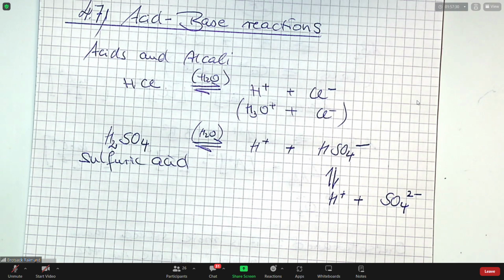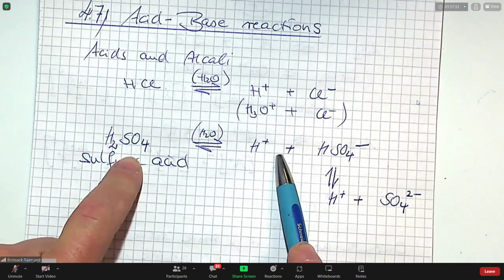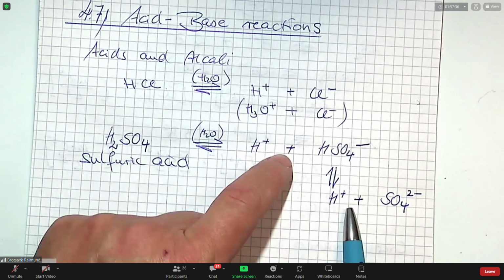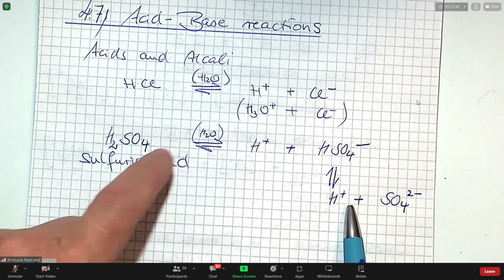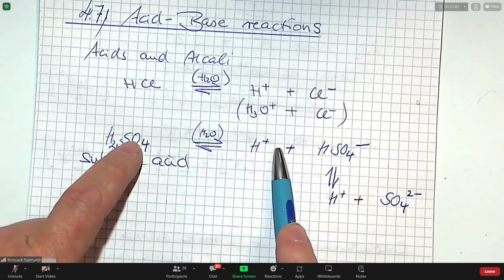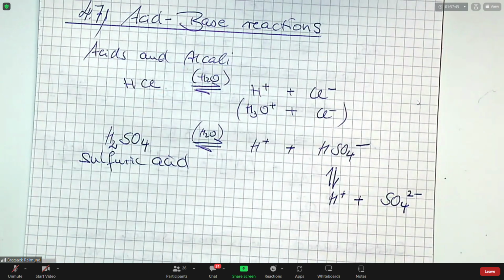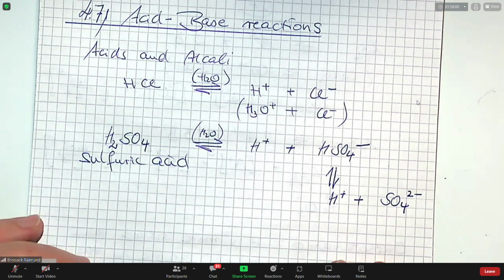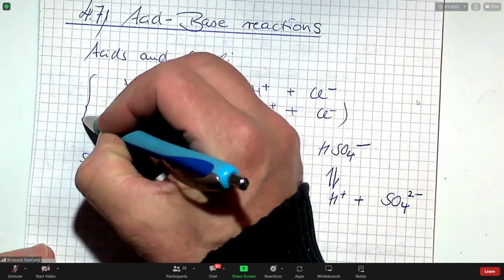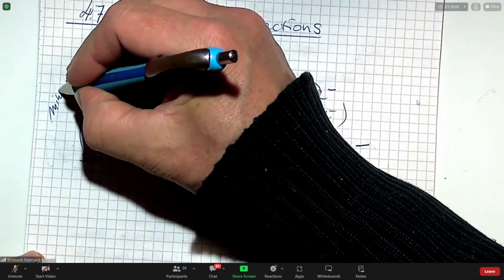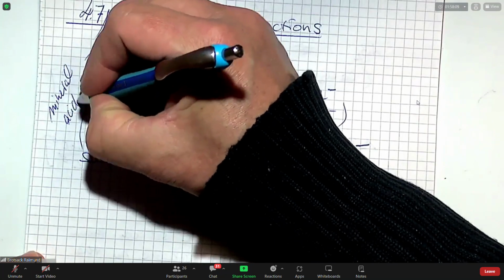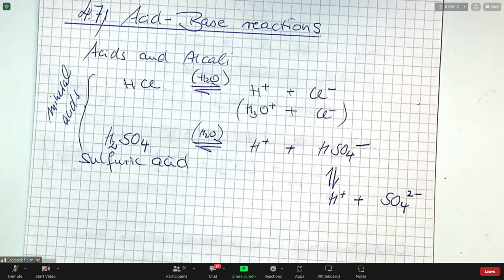Of course, the acidic character of the first step is bigger than the second one, because here the first proton is delivered more easily than the second one. So the acidic character of the first step is bigger than the acidic character of the second step. Those two are mineral acids. We even know organic acids.